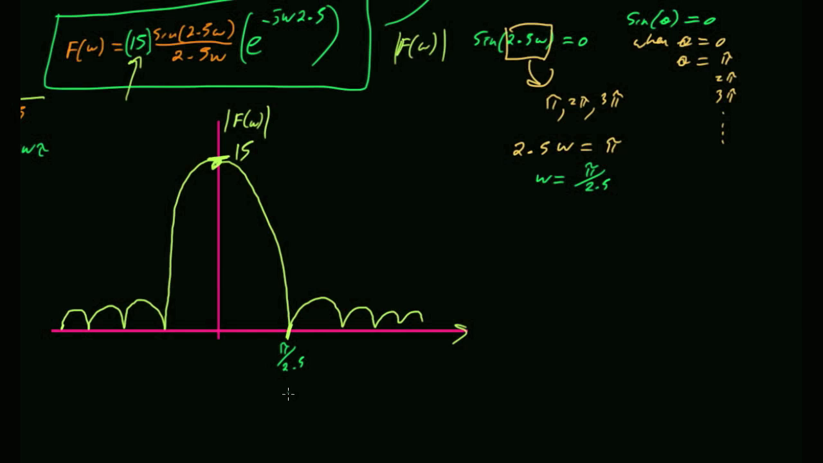What about the next frequency? It's double that. It's 2.5 omega equals 2 pi. So you just double everything. And these are all evenly spaced. 2 pi over 2.5, 3 pi over 2.5, and so on and so forth, off into infinity. Crazy! See? Not too bad.